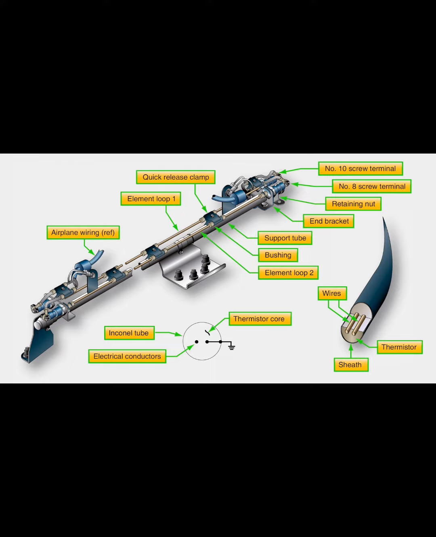What is the most common cause of a false fire warning in a continuous loop detector system? Dents, kinks, crushed sensing elements. Will a continuous loop fire detector still indicate the presence of a fire if the element is broken in two? Yes.